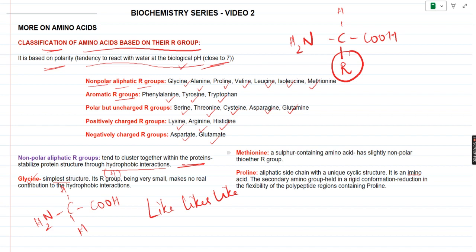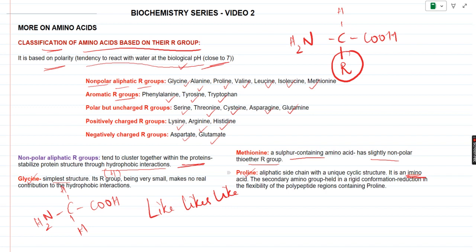If you talk about methionine, you know that it's a sulfur-containing amino acid, and the R group is going to be non-polar aliphatic, with a slightly non-polar thioether R group. If you see the structure of methionine, it has the sulfur-containing thioether group, which is going to be non-polar.